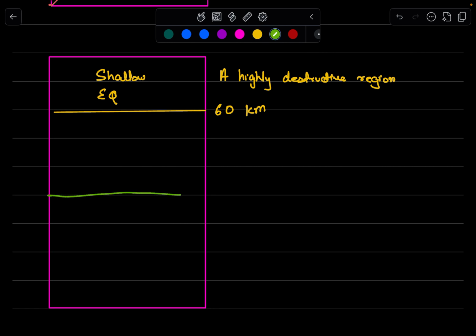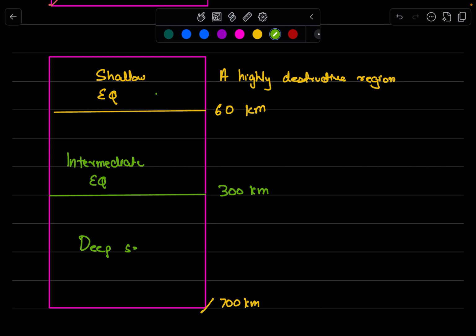The next one, from 60 kilometers up to 300 kilometers, is the intermediate earthquake. The intermediate earthquake can be dangerous, however not as dangerous as a shallow earthquake. And the next one, from 300 kilometers up to 700 kilometers, is the deep earthquake, the deep seated earthquake. This is the least destructive of all. Why? Because this is coming from the very lower levels of the crust and even the mantle. It can reach up to the mantle as well. Least destructive.